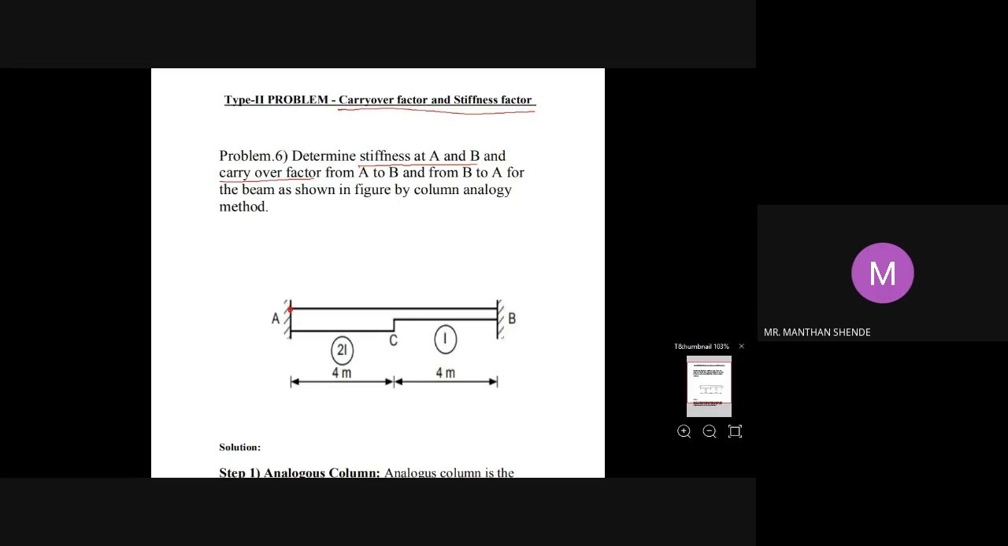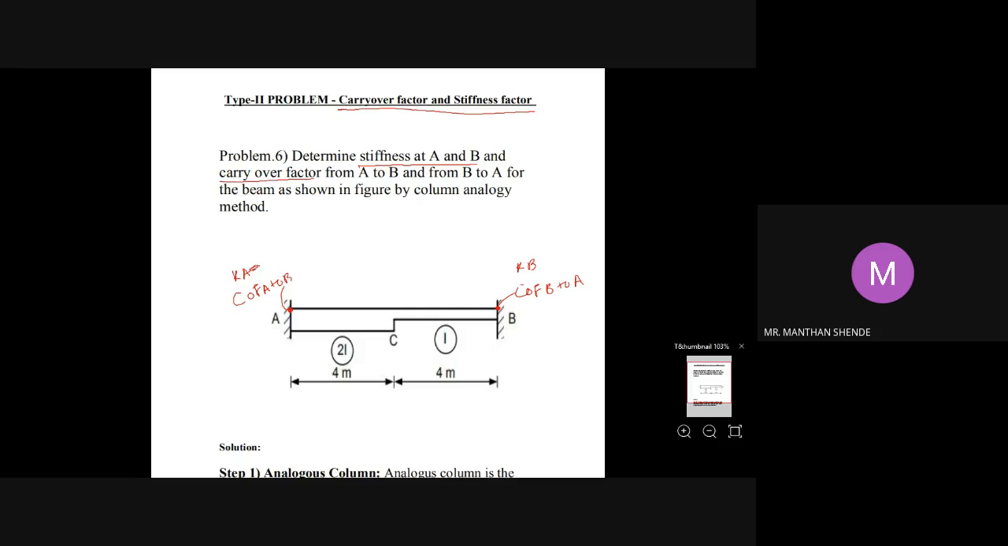For the given fixed beam, the stiffness at A is denoted by Ka, and the carryover factor from A to B. These two factors you have to find out. Similarly at B, you have to find out the stiffness at B and carryover factor from B to A using the column analogy method. Using that equation for the indeterminate moment, you have to find out the indeterminate moments at A and at B, which will give you the value of stiffness at A and stiffness at B.